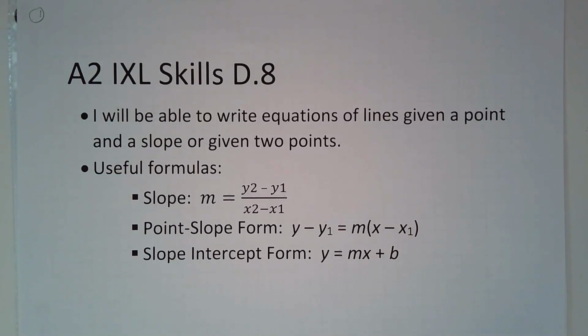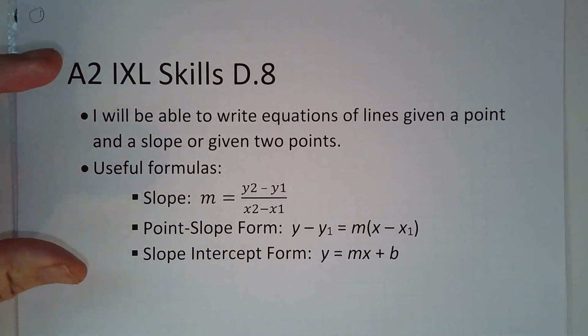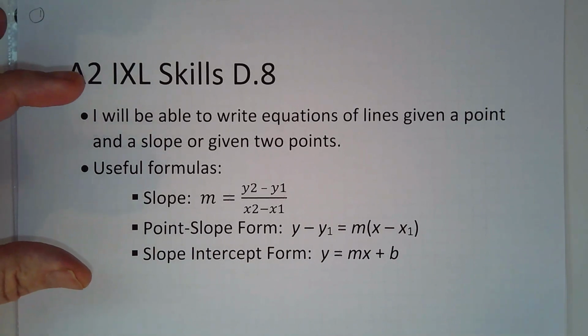Good morning. This is our fourth day of online collaboration, and this is Thursday, April 2. Today we're going to cover skill D8, in which we will be writing equations of lines given a point and a slope or given 2 points. Now I want to stress, this is one of the central core foundational tasks that you need to do for Algebra 2 as well as for Algebra 1. So make sure you've got this solidly down.